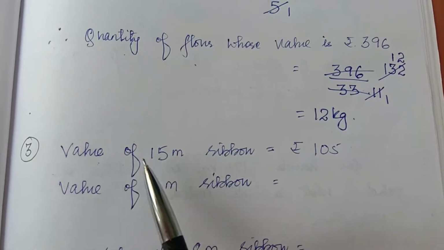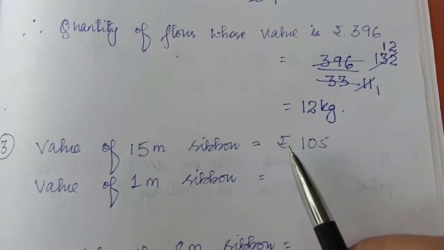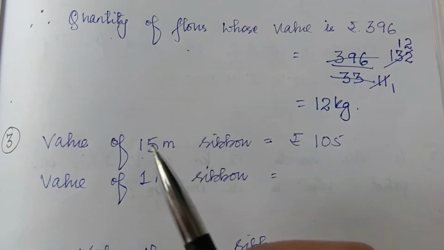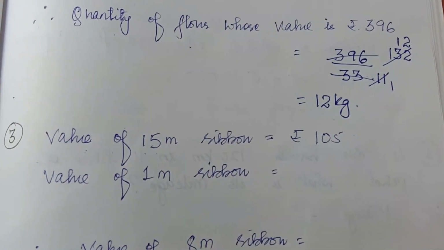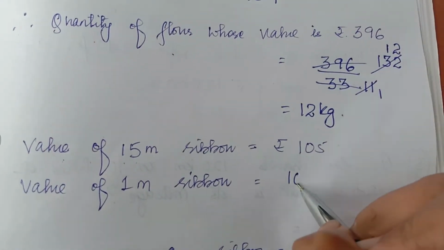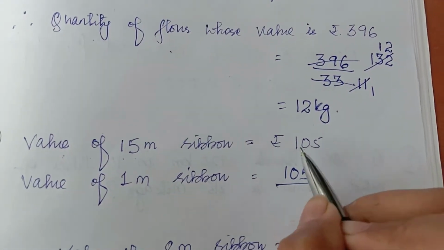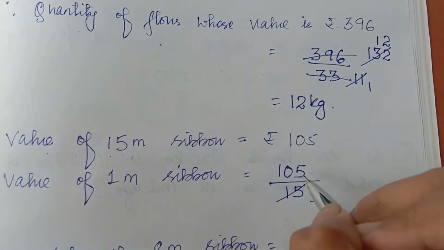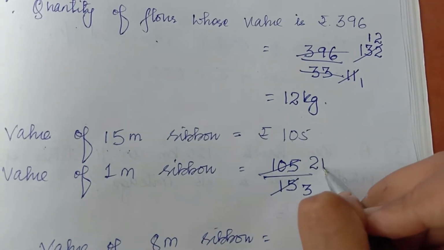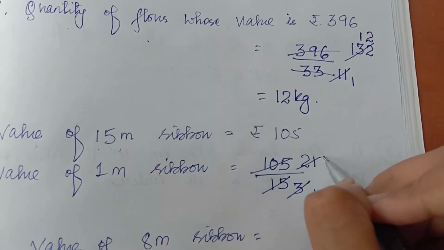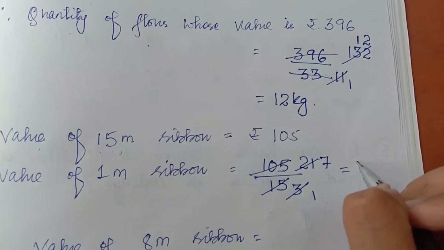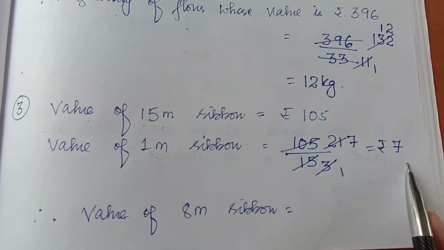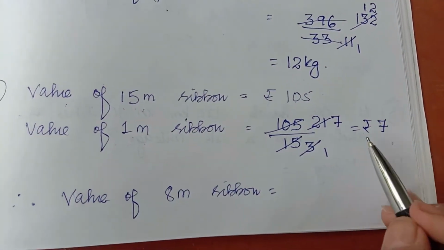Next is, the value of 15 meter ribbon, meaning the price of 15 meter ribbon is 105. Then we will find the cost of ribbon for 1 meter. To find for 1 meter, you have to divide this total cost by 15. Now we will cancel. 5 threes are 15, 5 twos are 10, 5 ones are 5, 3 ones are 3, 3 sevens are 21. So rupees 7. That means the value of 1 meter ribbon is rupees 7. So to buy 1 meter ribbon, we need rupees 7.